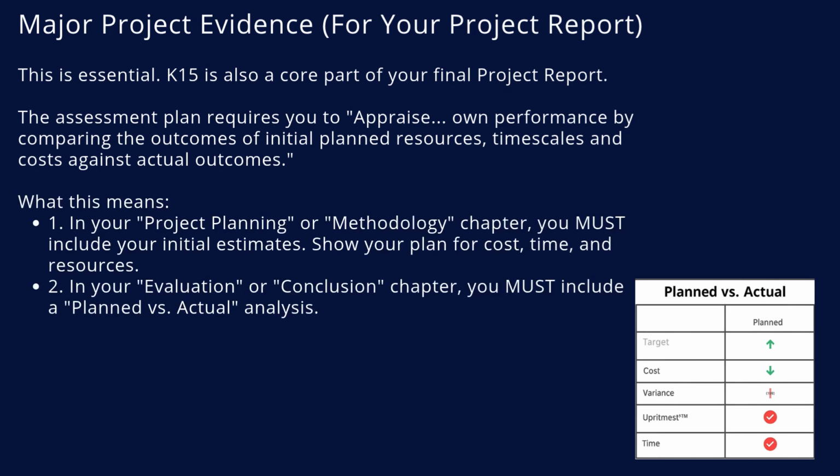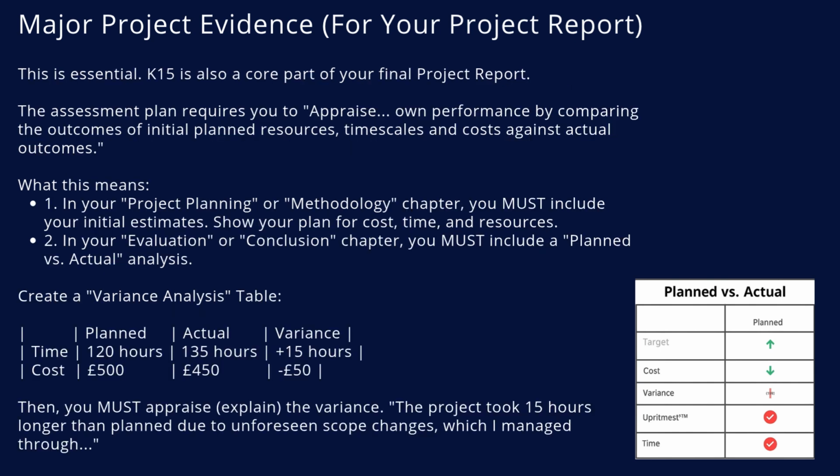First, in the project planning section of your report, you must state your initial estimates. Show the plan you made for your project's time, cost, and resources. This is your planned baseline. Second, in your evaluation or conclusion chapter at the end of the report, you must return to this. You will create a simple plan versus actual table. I call this a variance analysis table. It should show planned time versus actual time, planned cost versus actual cost.